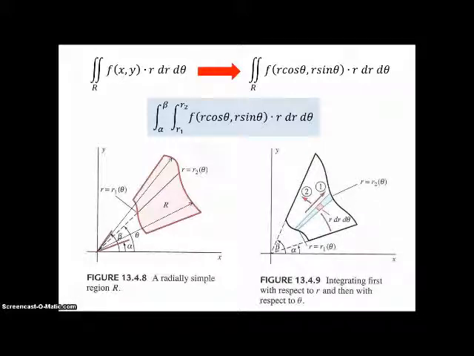And here's another picture from your text showing that first we integrate with respect to r from the inner curve to the outer curve, and then secondly we integrate from the smaller angle to the bigger angle. So we can't switch the dr and the d theta like we did with dx and dy. They have to stay in that order.